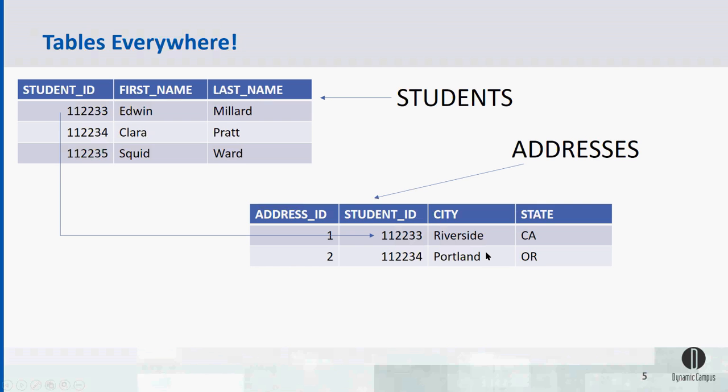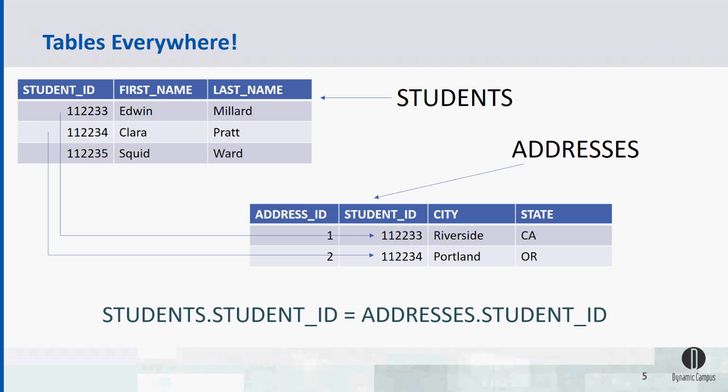So I've got Edwin Millard here, student ID 112233. We can tell from the student ID value in addresses that Edwin Millard lives in Riverside, California, and that Clara Pratt with 112234 lives in Portland, Oregon. Look at that. So what we can say is that the students table relates to the address table, and that relationship is students.studentID equals addresses.studentID. We're going to get way into this in a bit.